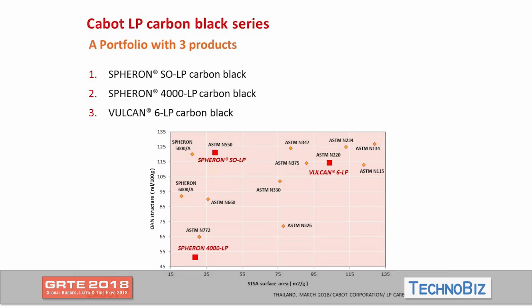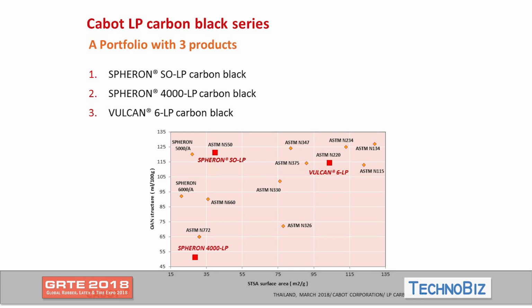So right now, we launched 3 products. It's Sapphire SOLP, what we call SPSO LP, Sapphire 4000 LP, and the Vulcan 6 LP. These are 3 carbon blacks. Currently, we launched for this family.